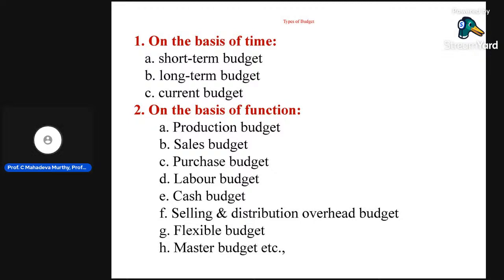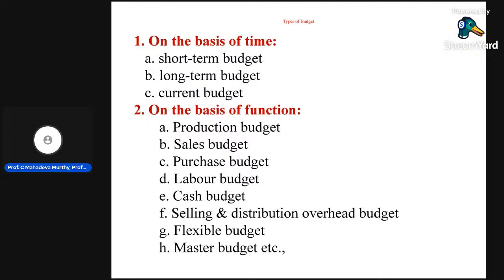Then first, the category on the basis of time: short term, long term, current. What is the meaning of this? What is the meaning of short-term budget? Short-term budget may be 1 month or 2 months, depending upon the significance of the activity, we go for that. Depending upon the particular activity. If you go for 1 year, as usual, a particular accounting period, we call it a short-term budget.